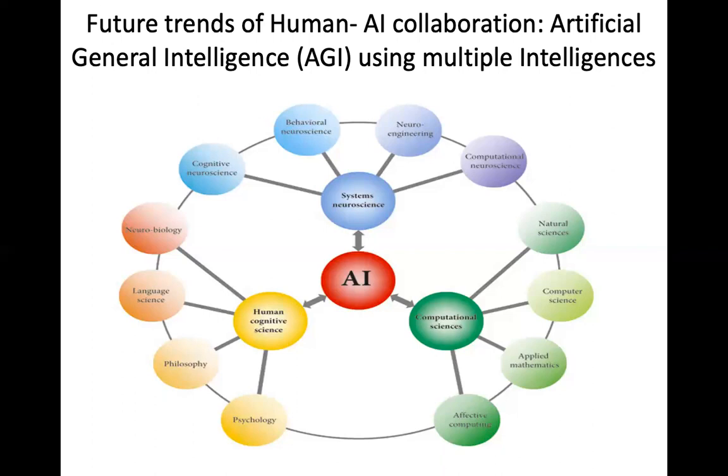the one in blue on the left at the bottom, cognitive neuroscience, and the right one is computational neuroscience. Whatever you have thought, it calculates those thoughts. The data is large, the information is large, the parameters are large, and based on those it is able to compute those things. All four, that is cognitive neuroscience, behavioral neuroscience, neuroengineering, computational neuroscience, come under system neuroscience. That is one component of artificial intelligence.